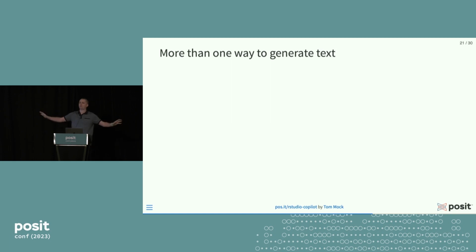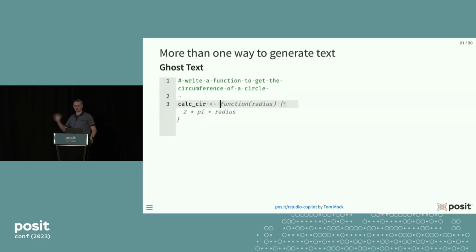So we talked a lot about Copilot, but I've got Edgar Ruiz here, so I do want to do a call out to say that there's more than one way to generate text. There's ghost text, which is really cool. It's Copilot, it's in RStudio. But maybe I want to chat with somebody. Maybe I want to do ChatGPT style.